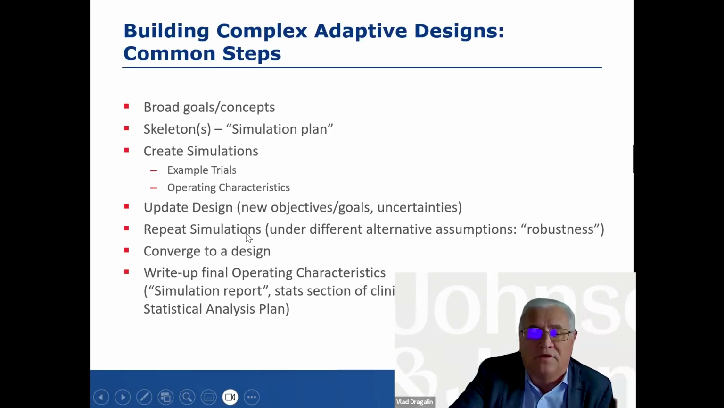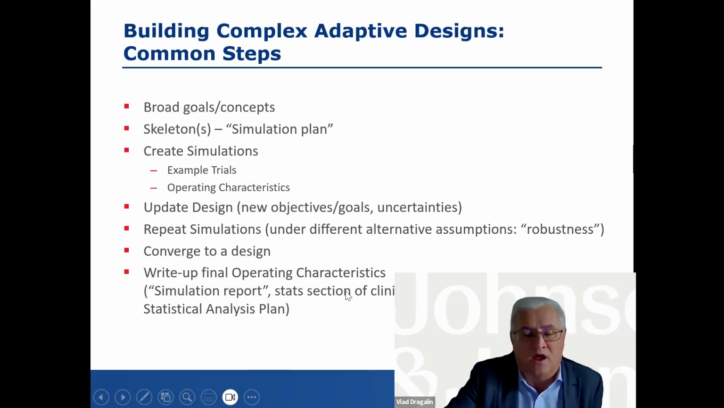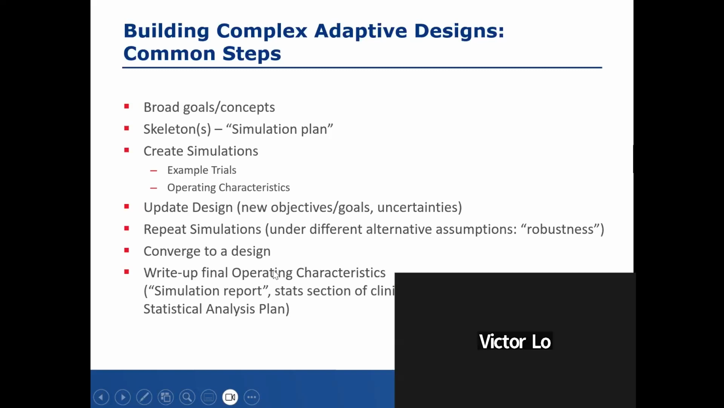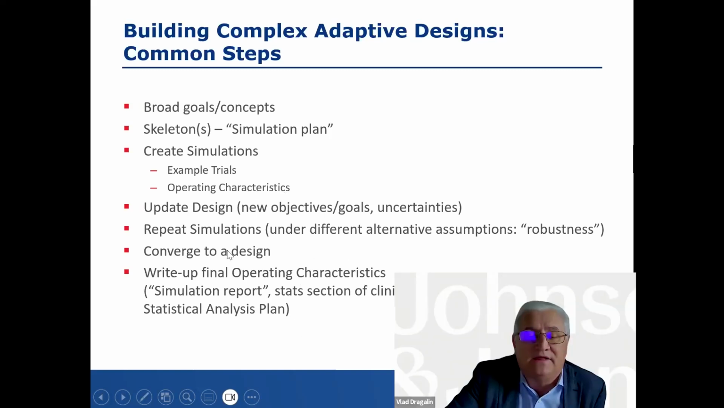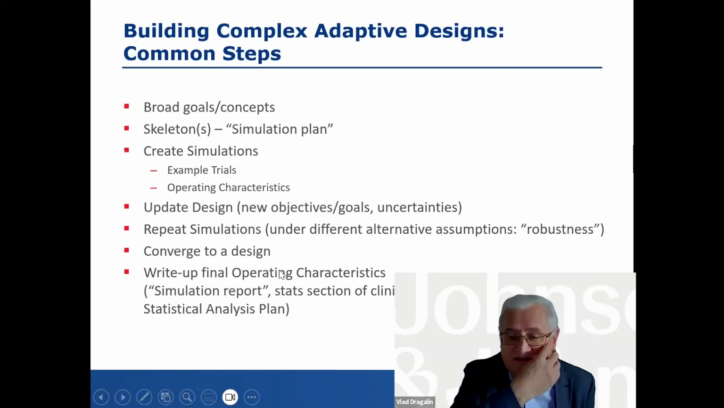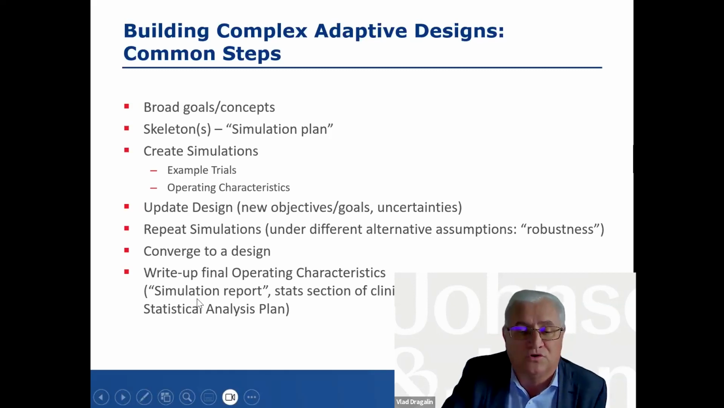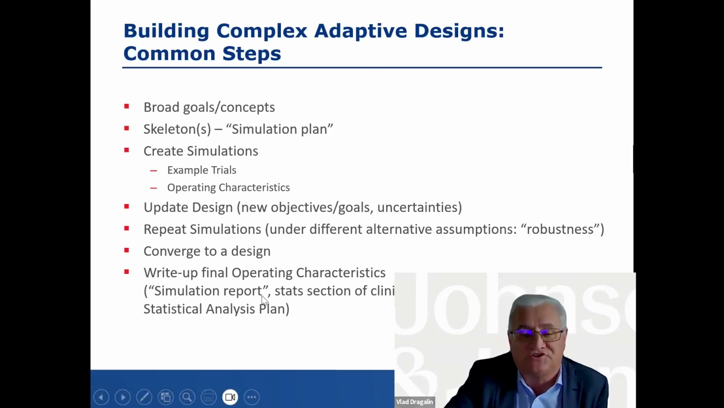And then, of course, you go in circles. You update the design, maybe new objectives came up after the initial discussion on the skeleton, new uncertainties have been put forward, and then you repeat the simulation. Through this repeated, recycled engagement with the team, you will converge to a design. Then the next step is to write up the final operating characteristics of the selected design, and that usually goes into a document which we call the simulation report.